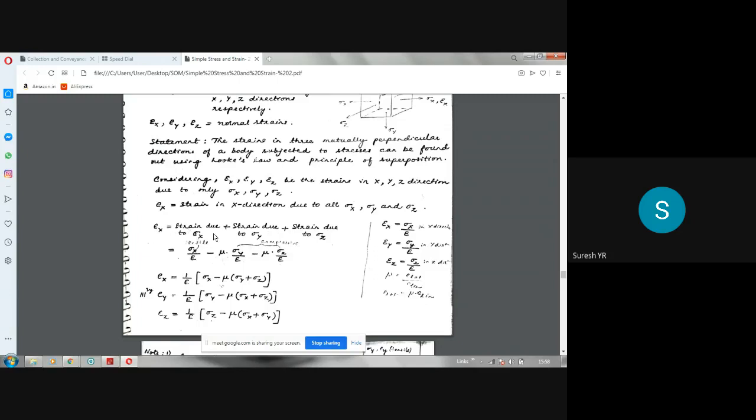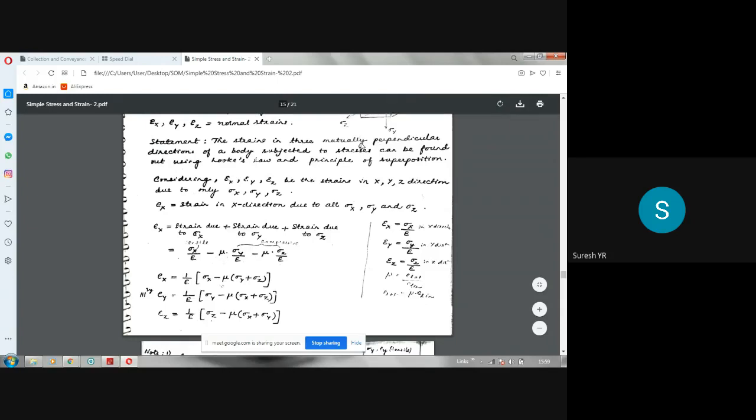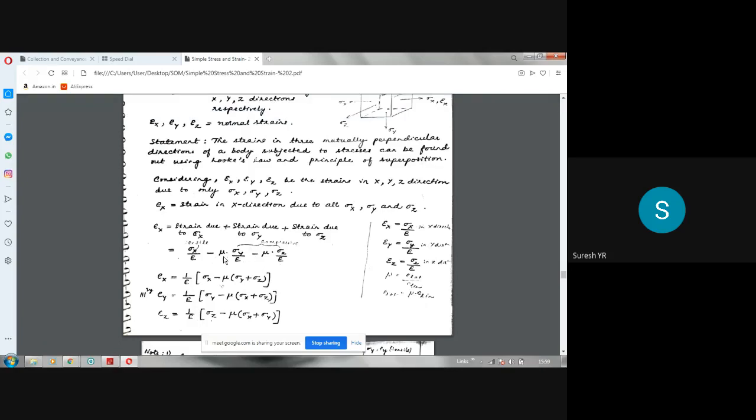So in this, the first term is linear. If you are finding Ex, strain due to sigma x is linear strain, due to sigma y is lateral strain, due to sigma z is also lateral strain. Whenever that lateral strain term comes into picture in the other two directions, mu will come into picture. And if the stress is tensile in that direction, then we have to take the opposite sign. That is because due to tensile stress, the material elongates in that direction. In the other two directions, it contracts. So that's why we have to take a negative sign there.